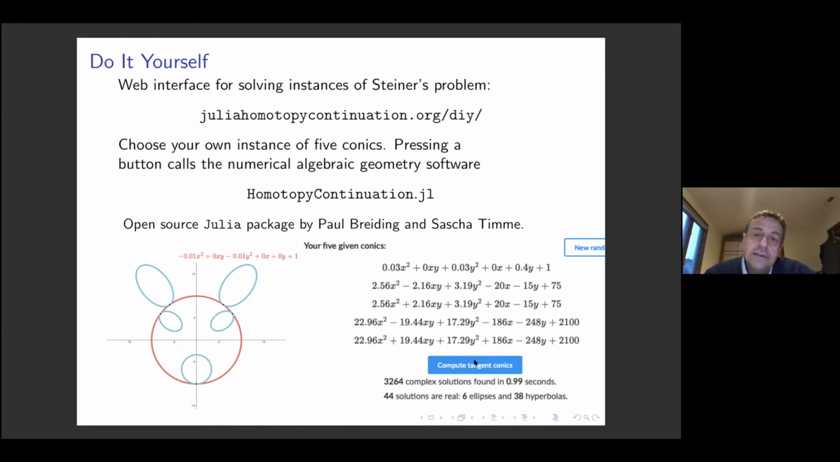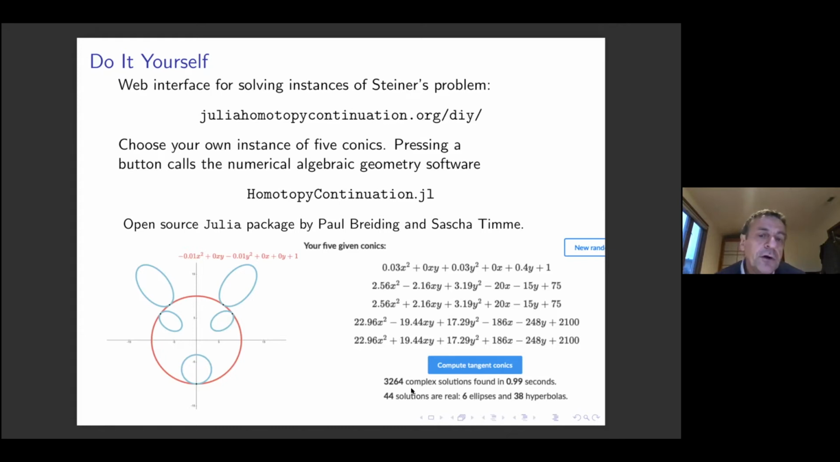Under the hood, the website calls a software called HomotopyContinuation.jl. This is an open source Julia package written by Paul Breiding and Sascha Timme, who are my co-authors on the Notices article. And then hopefully in a second or so, the system comes back saying that all the complex solutions were found in about a second. It then tells you more information: how many solutions are real, of these how many are ellipses and hyperbolas, and some other questions you might have about the red answers, and then the picture will scroll. So this is a very convenient web interface for you to play with. If nothing else in this talk in the remaining 39 minutes makes sense, you can now go to Steiner's problem, do it yourself, and play with this interface.